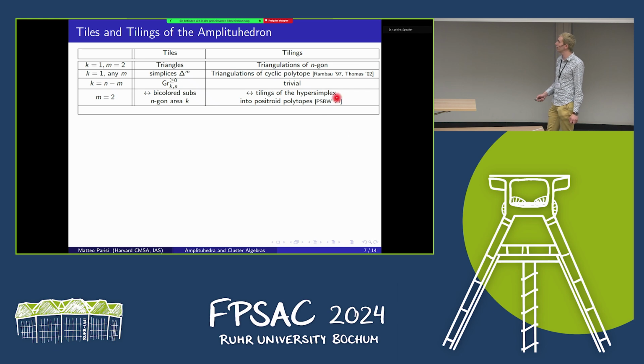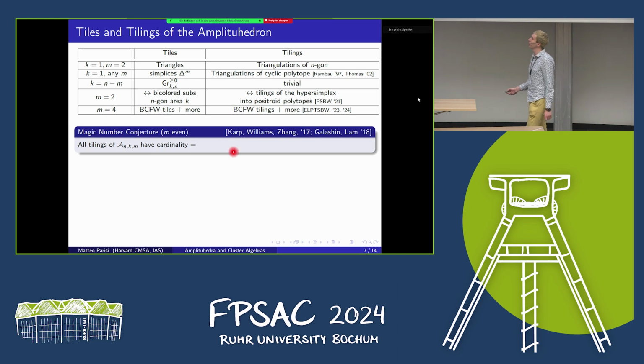With my collaborators Lauren Williams and Melissa Sherman-Bennett in 2021, we classified all the tiles, and we put them in bijection with combinatorial objects called bicolored subdivisions of an n-gon. We also showed that the tilings of the m equals 2 amplituhedron are in bijection with certain decompositions of the hypersimplex into positroid polytopes. This was, I think, an FPSAC talk two years ago. Today, I will also focus on m equals 4, where we show that there is a big class of tiles called BCFW tiles, which can be used to provide a big class of tilings called BCFW tilings, the ones mentioned before from physics.